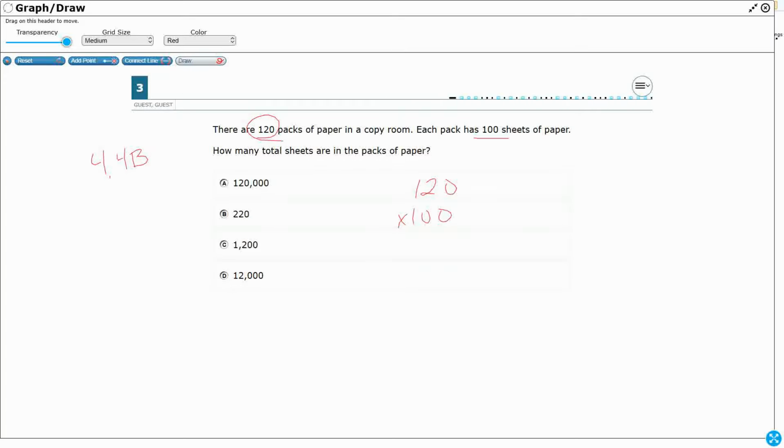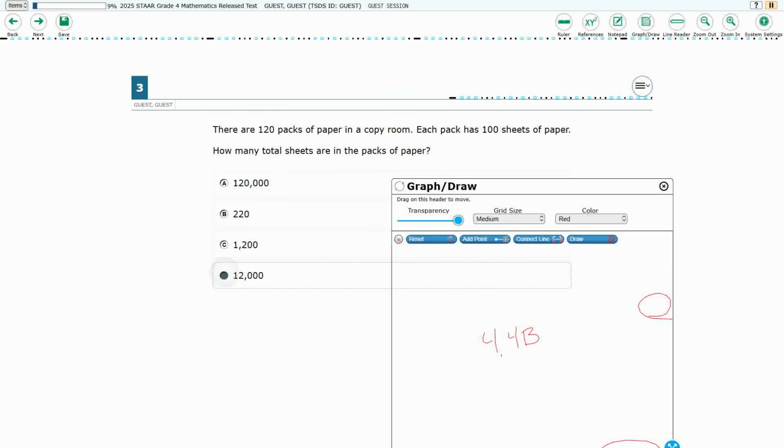When we multiply anything by 10, we simply add 1 zero. When we multiply anything by 100, we simply add 2 zeros. When you're multiplying by 10 or 100, you just add 1 or 2 zeros. So let's move those up here. That's just the pattern that emerges, right? And so we are going to get 12,000. And so our answer here is going to be D.